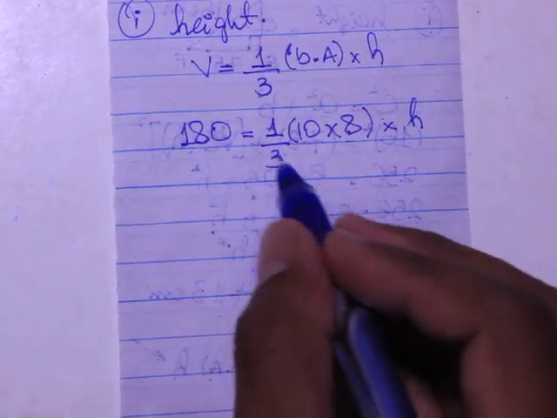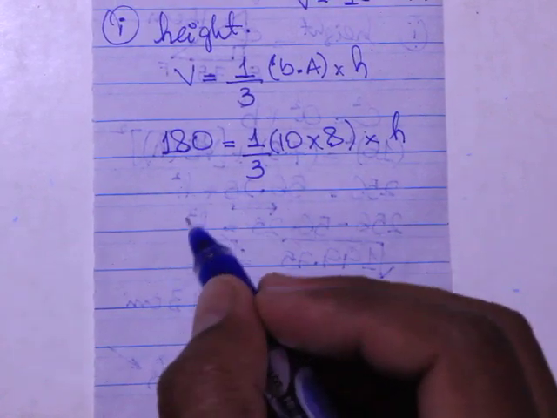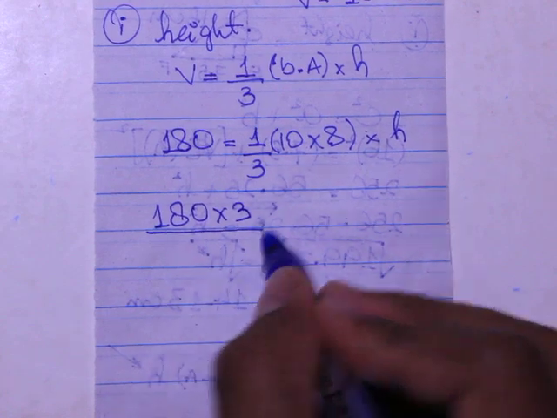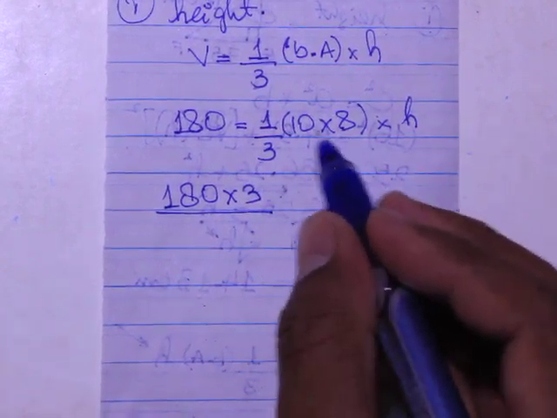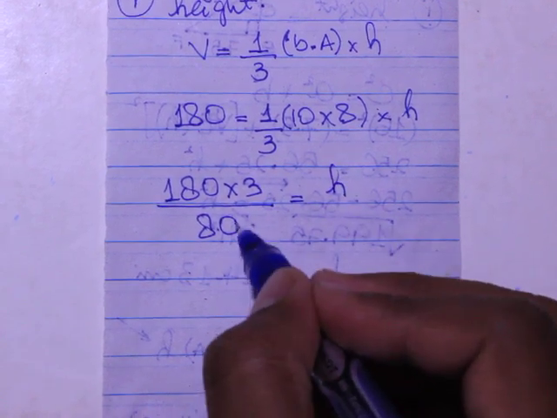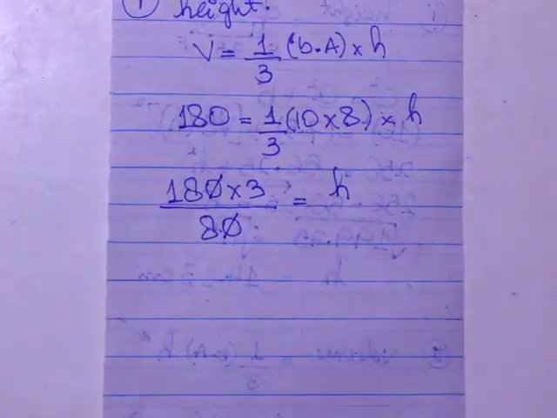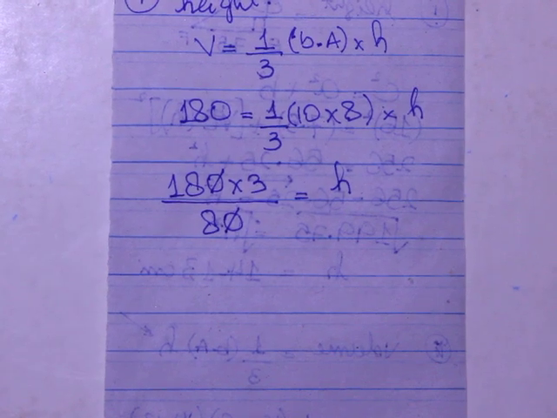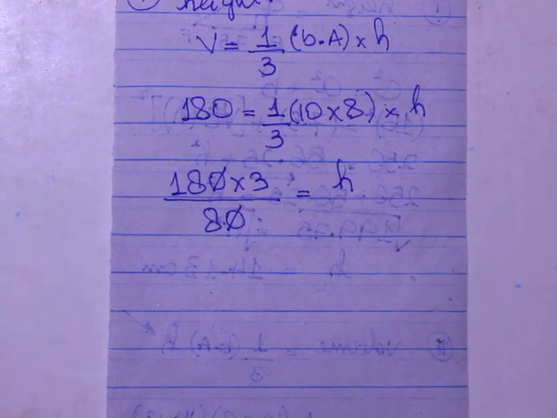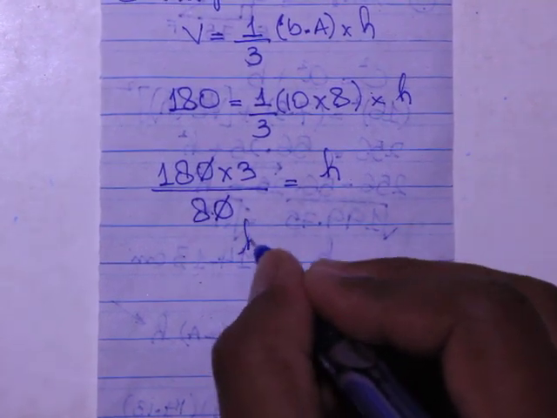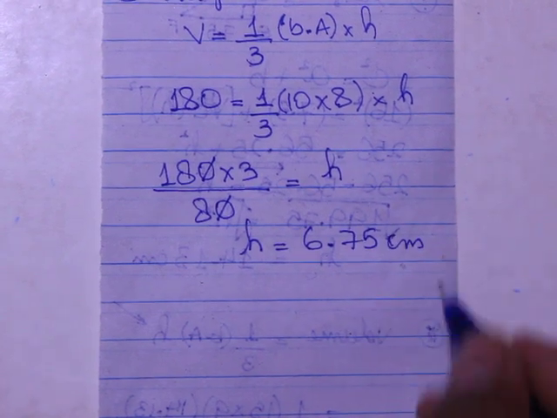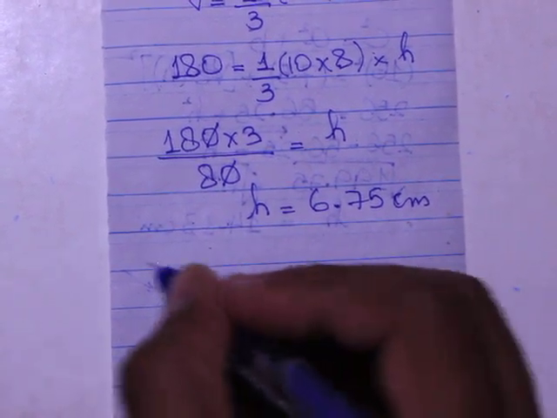So this 3 is dividing here, it will be transposed to the other side and definitely multiply, and this 10 and 8 multiplying, 10 8s are 80, so it will be divide. This 0 cancels with this 0, 18 multiplied by 3 is 54, divided by 8 is 6.75. So we have a height of 6.75 centimeter. That's it. Now what is the second?